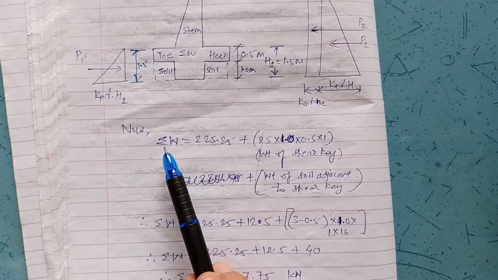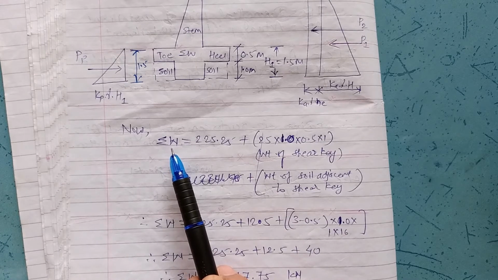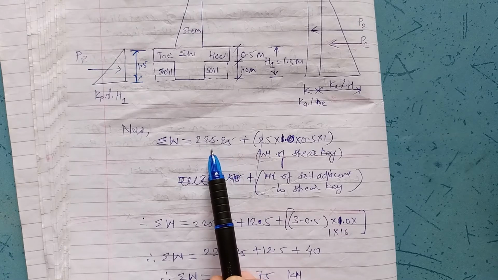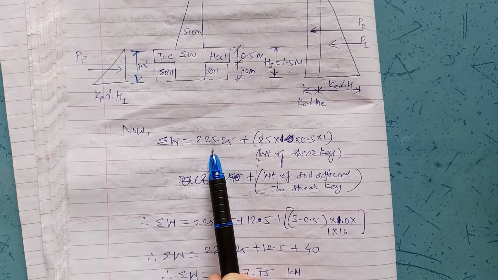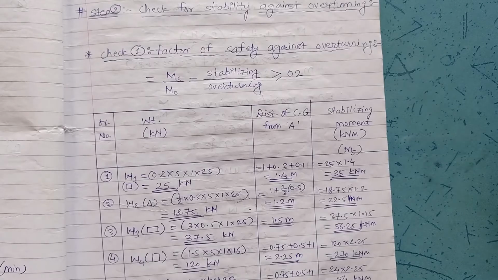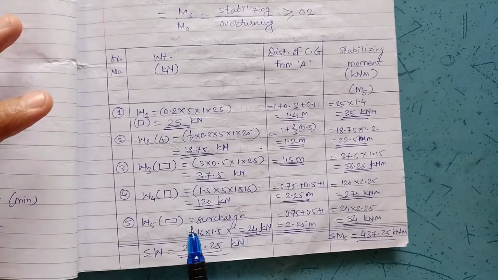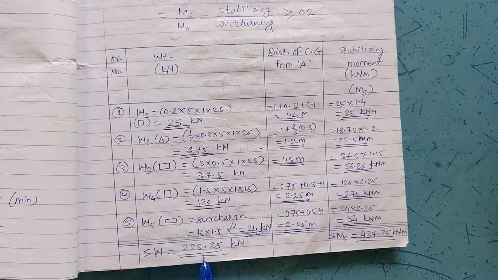Now we will calculate the total weight W. The total weight W will be 225.25 kilonewton. This 225.25 kilonewton we have calculated in step number 2. Let us look: in step number 2 we calculated the total downward acting forces, that is nothing but 225.25 kilonewton. In previous videos you can go through this, the link for the same is provided.